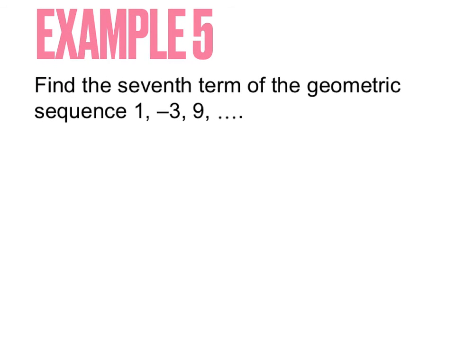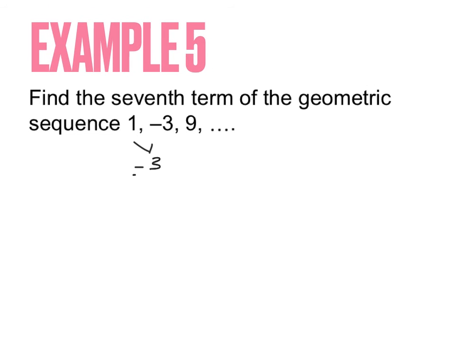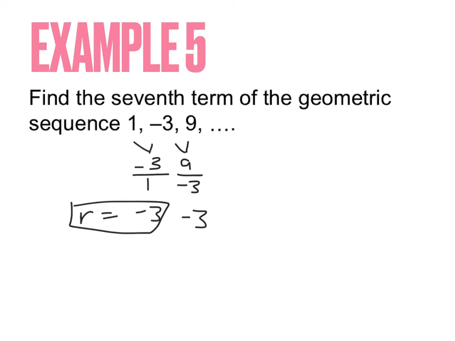So we need to find the 7th term of the geometric sequence. So the first thing we need to do is find out what r is. So we're going to do negative 3 divided by 1. Negative 3 divided by 1 is negative 3. Again, just to make sure that we have the same ratio throughout, we're just going to do 9 divided by negative 3. 9 divided by negative 3, again, is negative 3. So our ratio is negative 3.